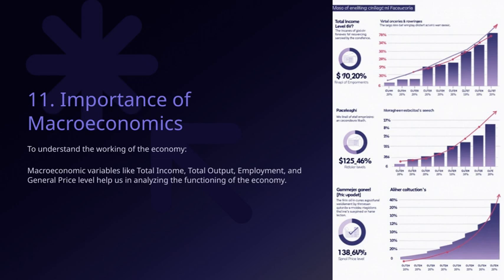Employment levels give us insight into how many people are working and earning, which directly impacts overall economic well-being. And then, the general price level reflects inflation or deflation trends, influencing purchasing power and cost of living. By analyzing these variables together, we can better understand the underlying forces at play. This is why macroeconomics is so important. It helps policymakers, businesses, and individuals make informed decisions. It connects to our overall theme of understanding economic functioning, guiding us in shaping policies that promote growth and stability.